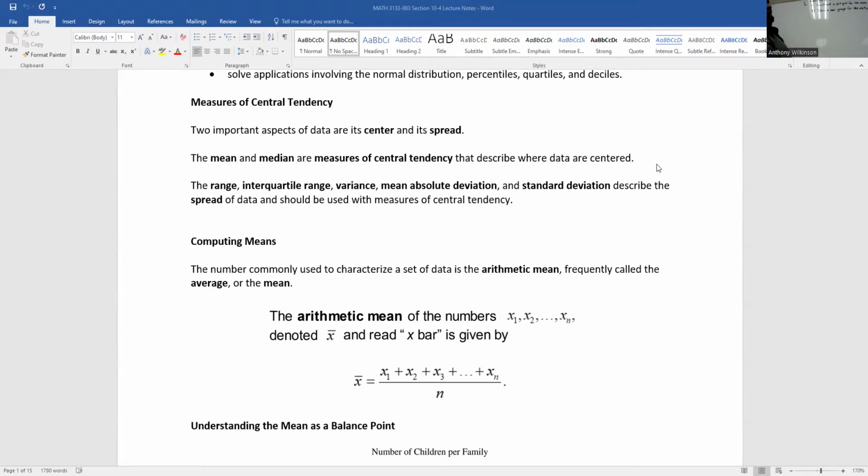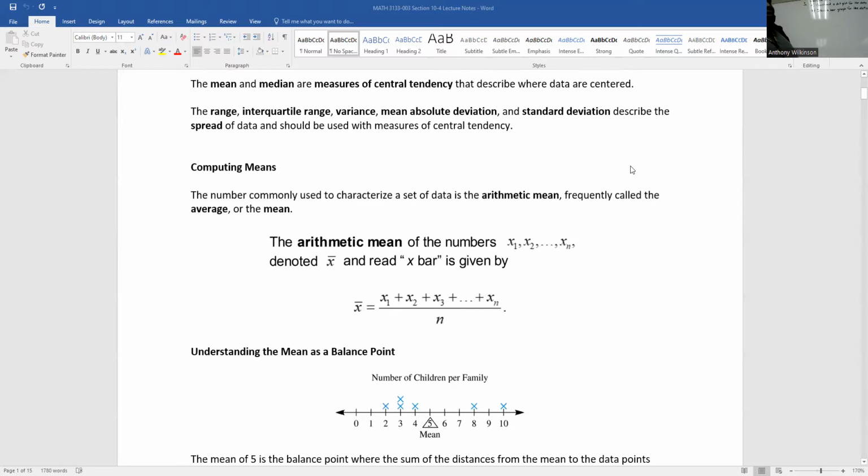Because in order for you to find, let's say, the standard deviation, you have to know what the mean of that data set is. Same holds true for variance. And also, to find the interquartile range, there's something else you need to know. You need to know how to find the median of a data set. That way you'll be able to find the interquartile range.